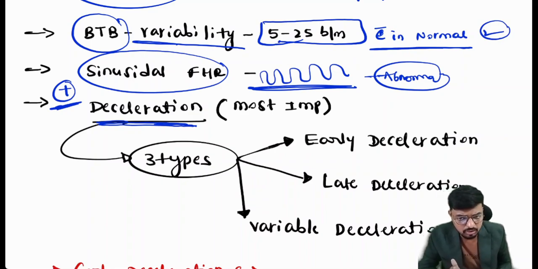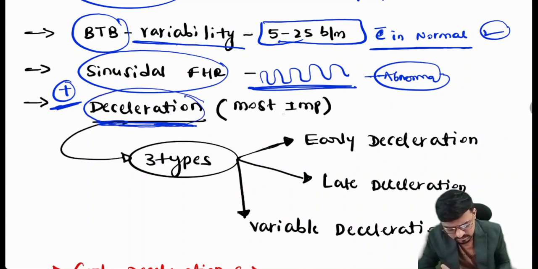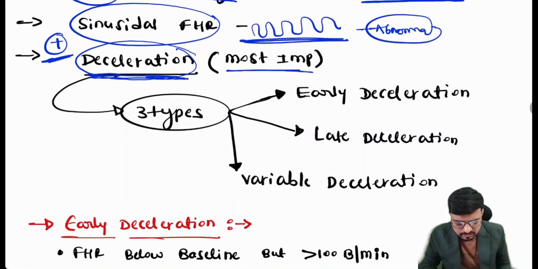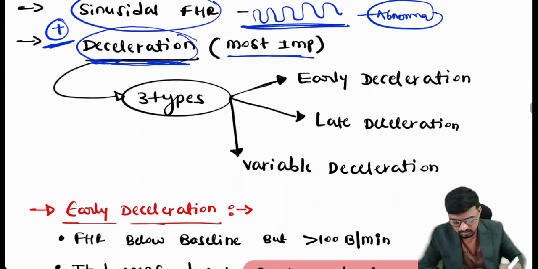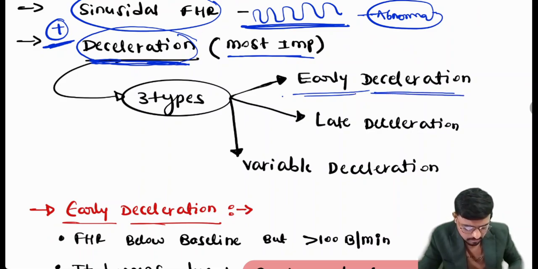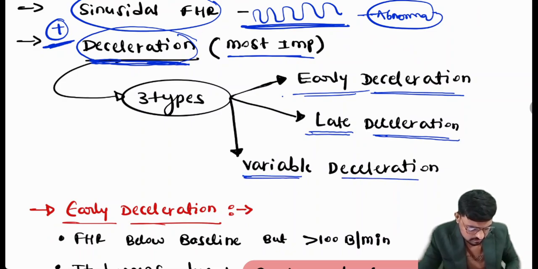So very importantly, we are studying one extra thing in the CTG, that is the cardiotocography. We are studying the extra thing, that is the deceleration. Deceleration means a decrease in the fetal heart rate of 15 beats per minute for 15 seconds. That is what we call the deceleration. There are a total of three types of deceleration: the early deceleration, the late deceleration, and the variable deceleration.